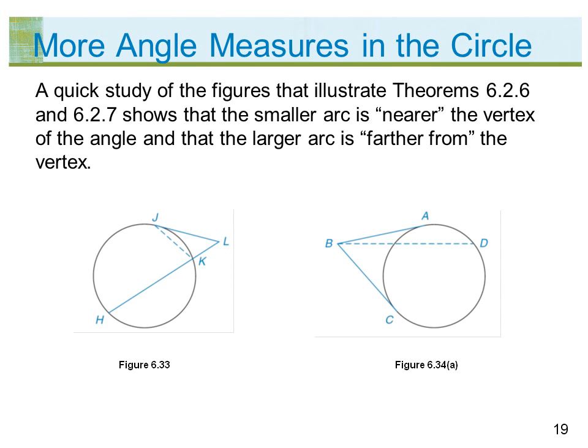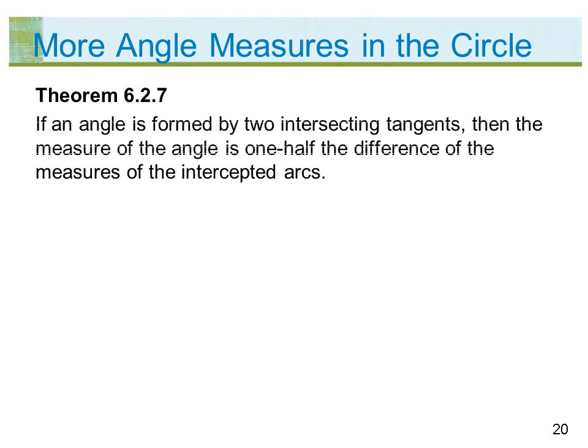A quick study of the figures that illustrate Theorems 6.2.6 and 6.2.7 shows that the smaller arc is nearer the vertex of the angle and that the larger arc is farther from the vertex. Theorem 6.2.7. If an angle is formed by intersecting tangents, then the measure of the angle is 1/2 the difference of the measures of the intercepted arcs.